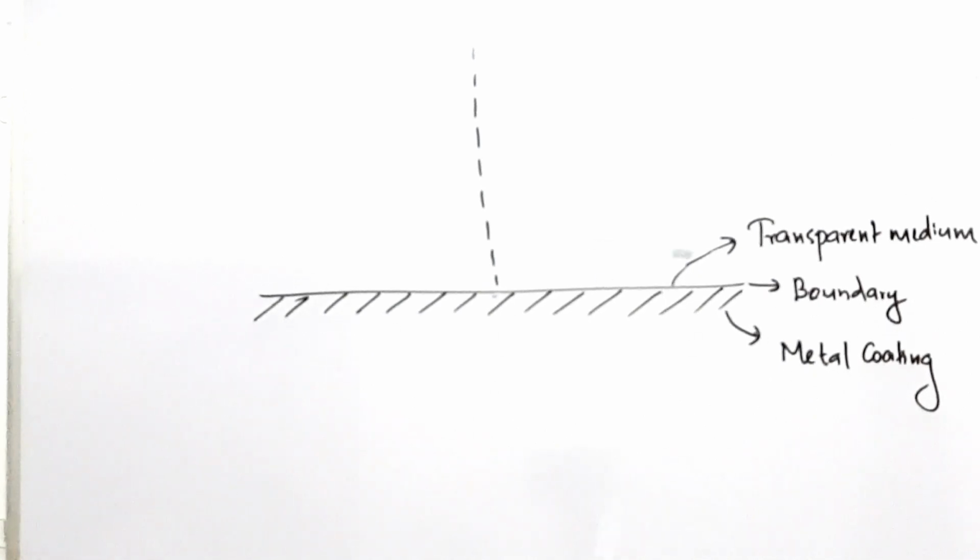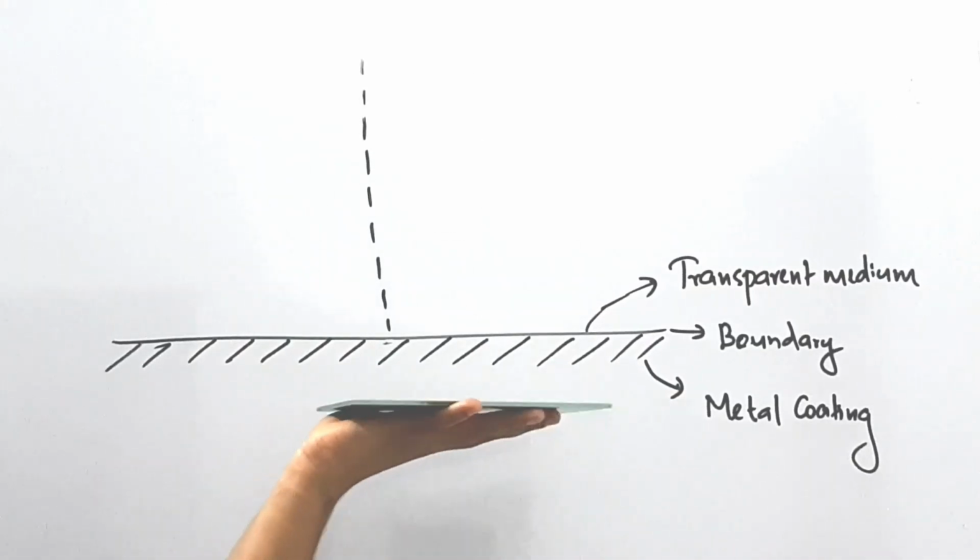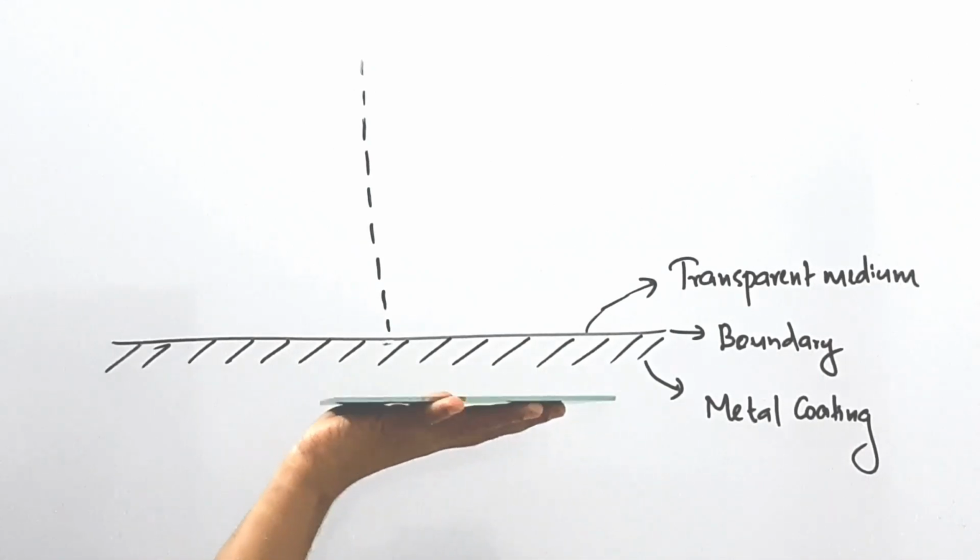This line is the boundary between these two media. This is the place where reflection of light is taking place. Now, here we are having a plane mirror.